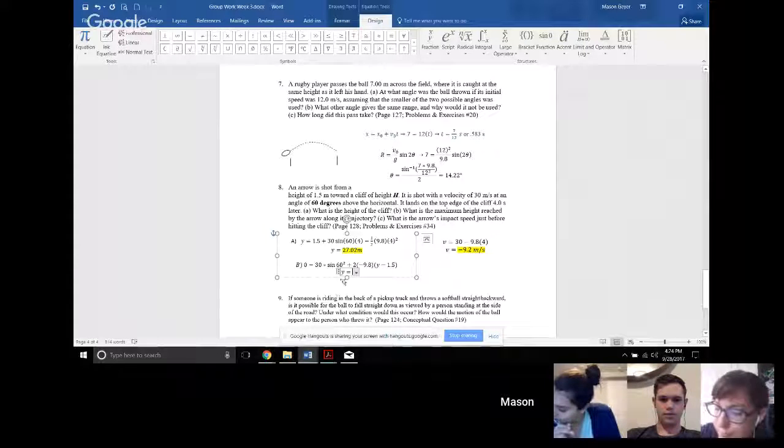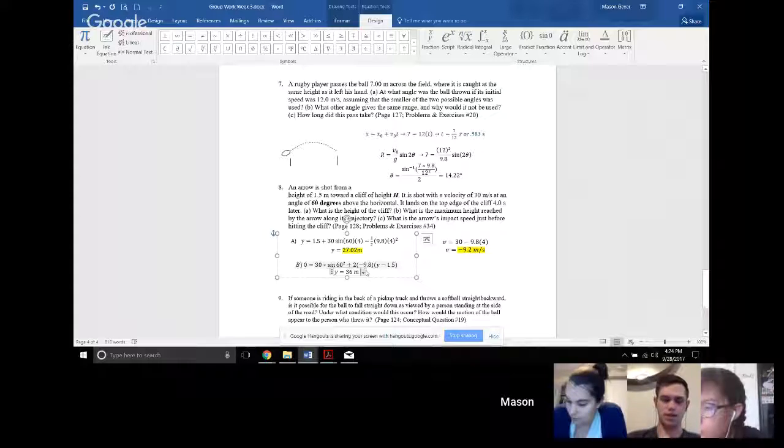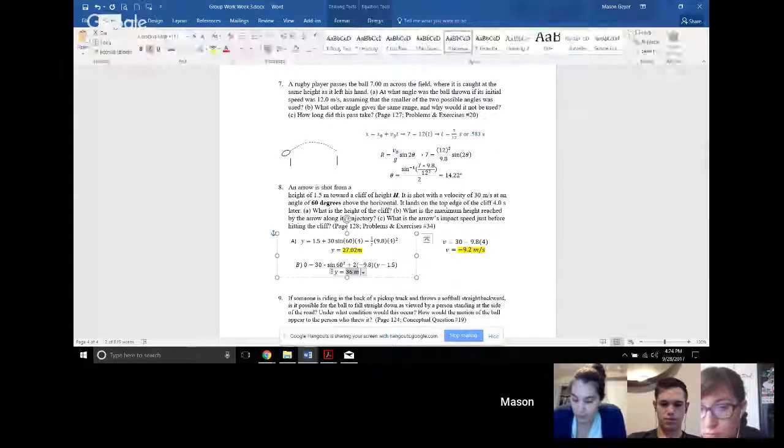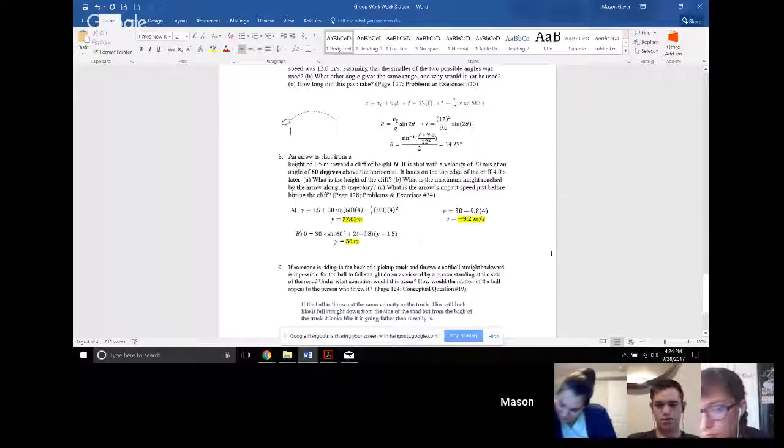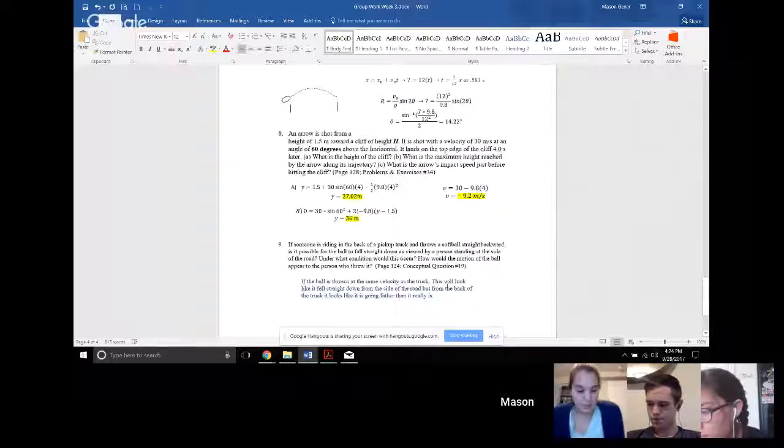All right, what was the answer for B? Let me make sure I got the same thing. I rounded it to 36. That works for me. I can round it to 36 meters. I think that's the number of sig figs they gave us in the questions, which is why I rounded it. Yeah, that's fine. We'll just move on from there. I can go back and look at it.